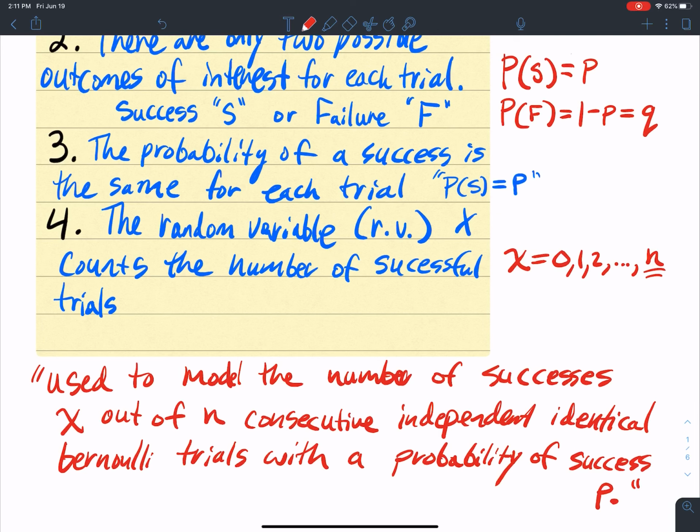That is what the binomial distribution does. It's a model that counts the number of successes x out of n consecutive, one right after the other, independent, meaning one does not affect the next, identical, meaning each probability is the same every time, Bernoulli, either it's one of two outcomes, trials, with a probability of success equal to p. Okay?